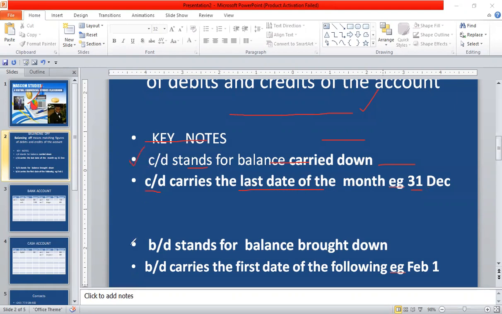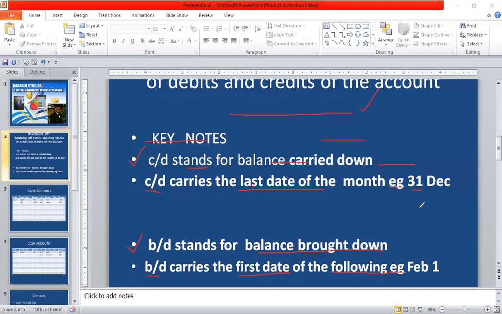Let's also move on to this issue of balance BD. When they talk of BD, what is the BD? In simple terms, it stands for balance brought down. It means this is the balance brought down from the previous month. I hope you are following. And which date should be allocated on balance BD? Balance BD should always carry the first date of the following month.